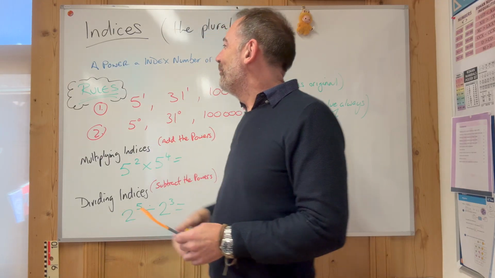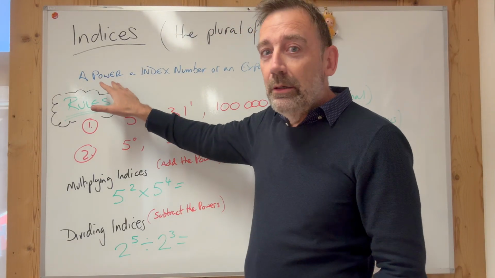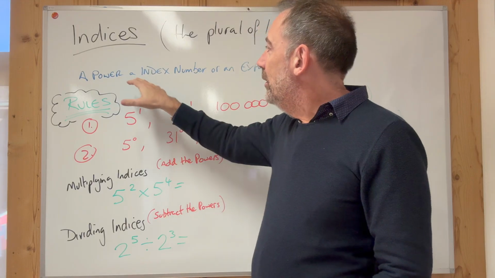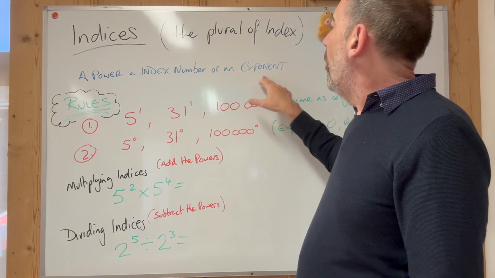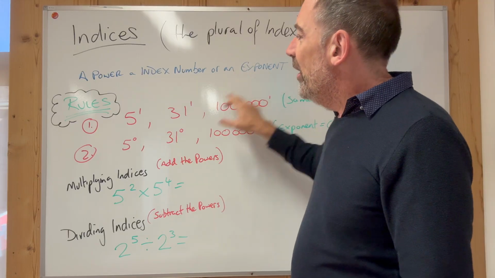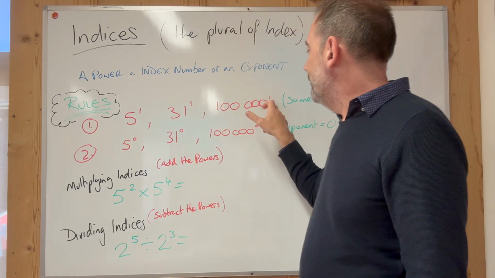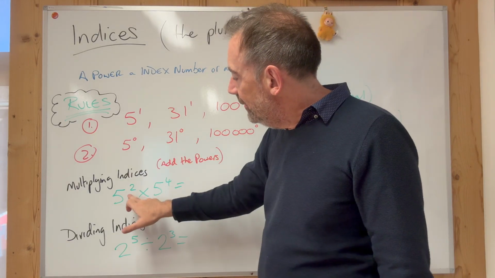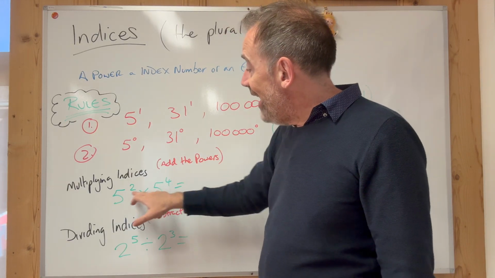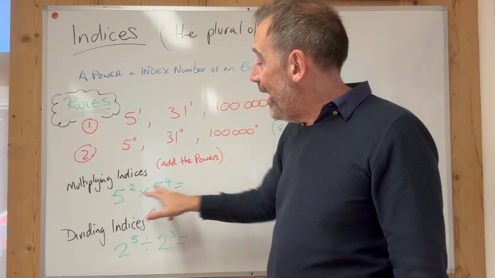The plural of index. A power. And I suppose it should be an, shouldn't it? An index number or an exponent. This thing that sits up here. These things that sit up here. These are our indices, our exponents, our powers.